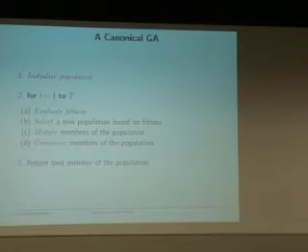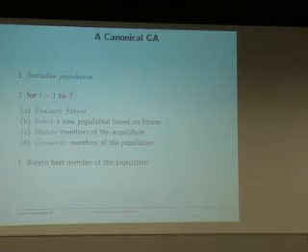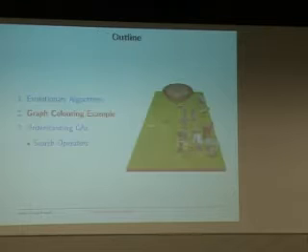Okay, so here is a canonical GA. You initialize a population, and then for some period of time you evaluate the fitness. You select a new population based on the fitness. You mutate members of the population. You do crossover, and you return the best member of the population after some time. There's lots of variants on this, which I'll talk about later.